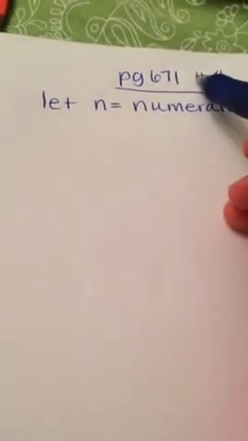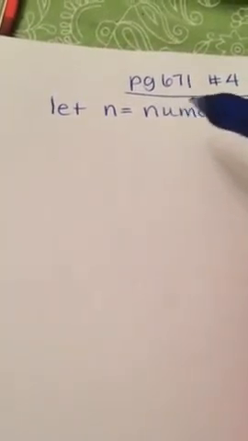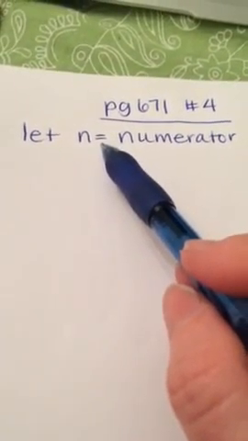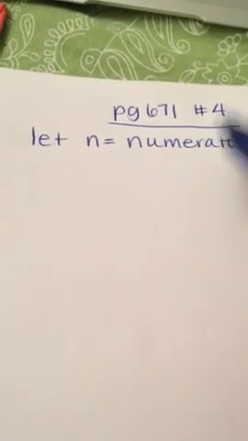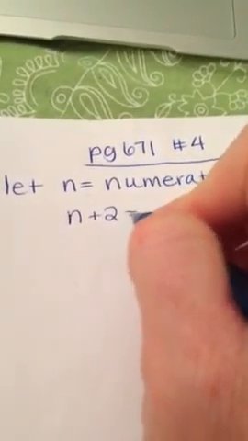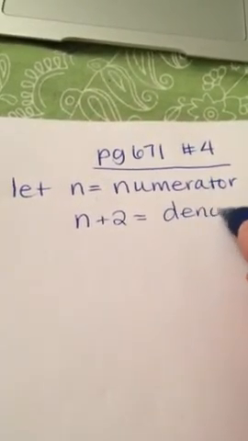Okay, so looking at page 671, number 4. It says the denominator of a fraction is 2 more than the numerator. So I went with the one that was less and I let n equal the numerator. So then n plus 2 is equal to the denominator.